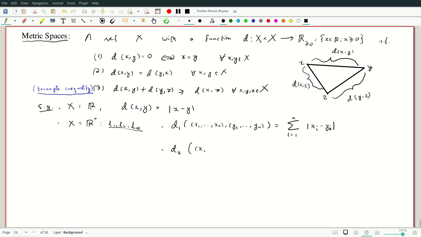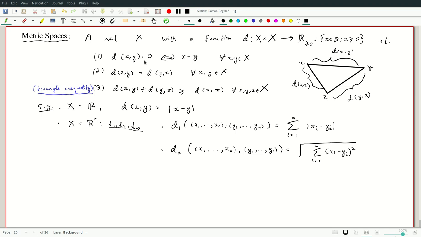Now d2 is the natural distance, and you can say it's Pythagoras theorem. Though formally you would use an inequality from Cauchy-Schwarz to say that this satisfies the triangle inequality. The distance is the square root of the sum, i equals 1 to n, of (xi minus yi) the whole squared. So it is a little bit of an exercise to check that this satisfies the triangle inequality.